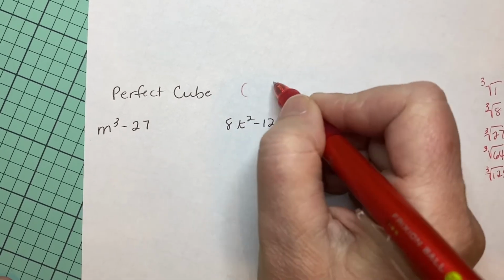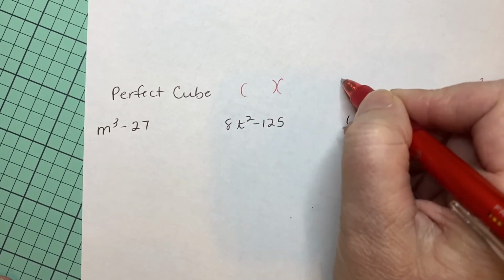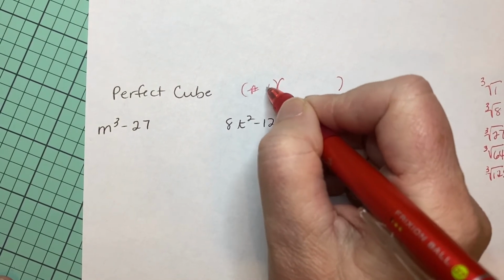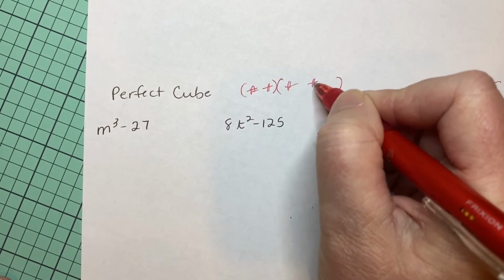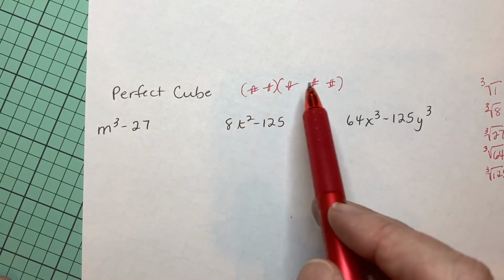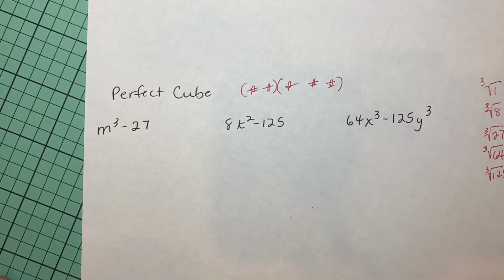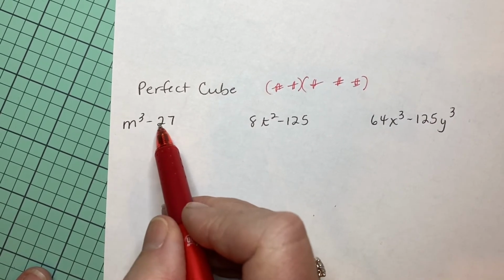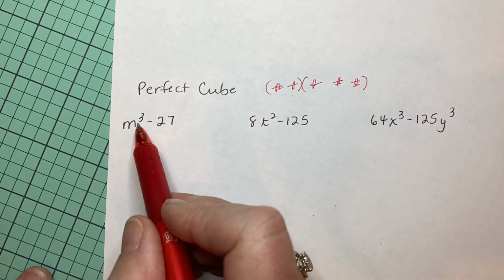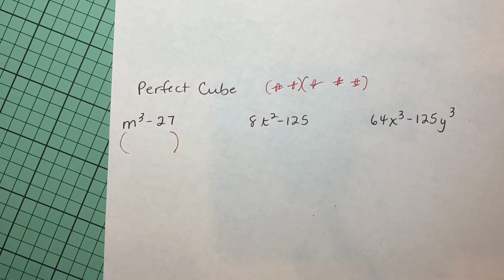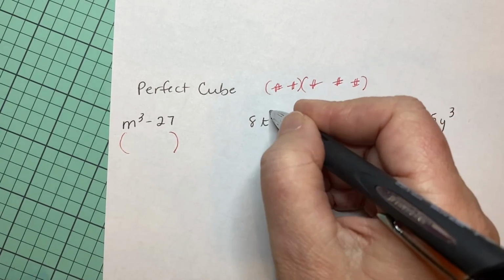But a perfect cube is always going to factor to be 2 terms here, and then 3 terms here. So a binomial times a trinomial is what your answer is going to look like. So the process is, for m cubed minus 27, as soon as we see this as a cube, we're going to take the cube root of all that. I just noticed a mistake here. This is supposed to be a 3.